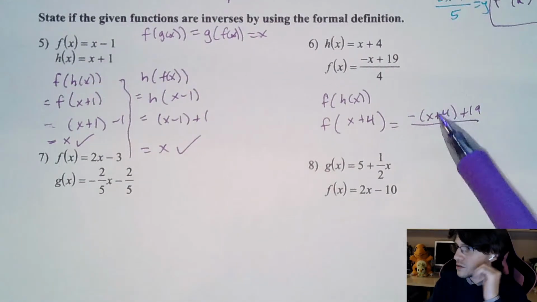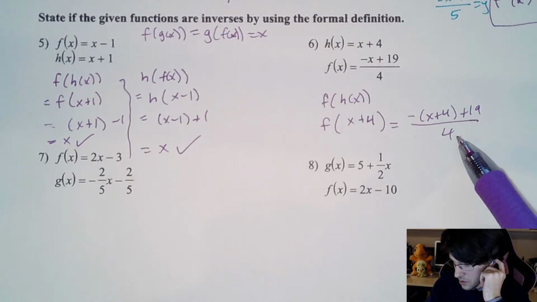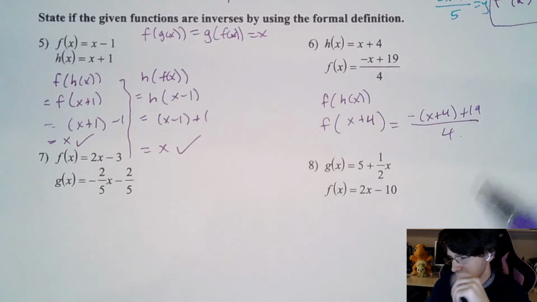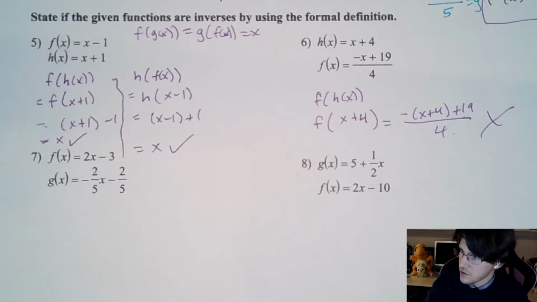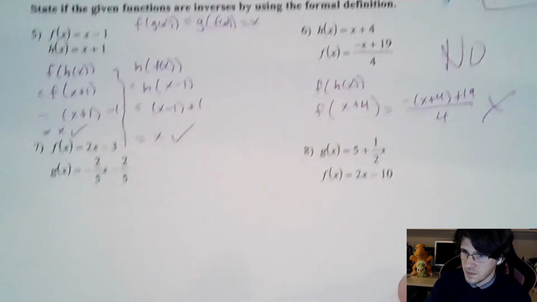And no matter what we do with simplifying this, there's no way it's going to end up being an x, because I'm still going to have to divide by 4 at the end. That's going to be like a negative 4, and then like a positive 15. 15 divided by 4 is not 1. This is not going to work out. So after you get to this step, you can just have a big no. Definitely not inverses of each other.